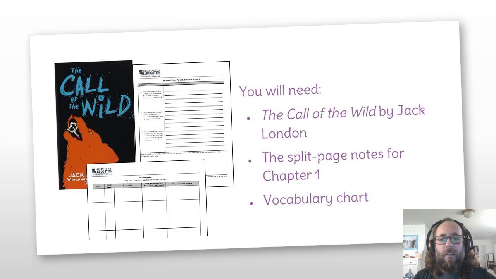You will also need the split page notes for Chapter 1, and those can be found in your blue notebook on page 14. Okay, so your blue notebook, page 14. Again, if 14 is covered up because of the folding of the pages, that's fine. Just look for 15 and it's on the left. Finally, you'll need your vocabulary chart at the very beginning of your blue folder to keep track of those vocabulary words you're not familiar with.